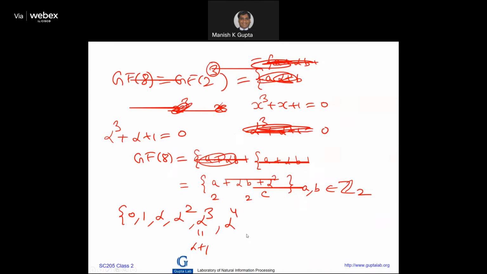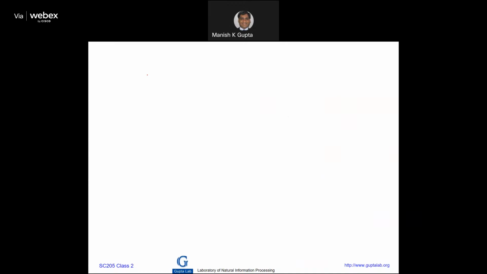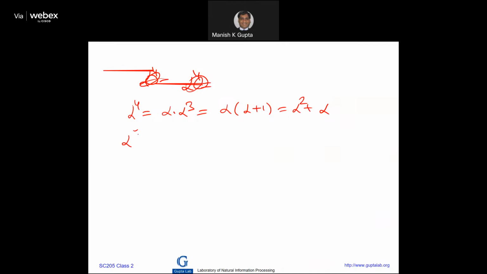Now we compute alpha raised to power 4. Alpha raised to power 4 is alpha into alpha cube, which is alpha into alpha plus 1, which is alpha square plus alpha. Then we can compute alpha raised to power 5, which is alpha cube plus alpha square, which is alpha plus 1 plus alpha square.